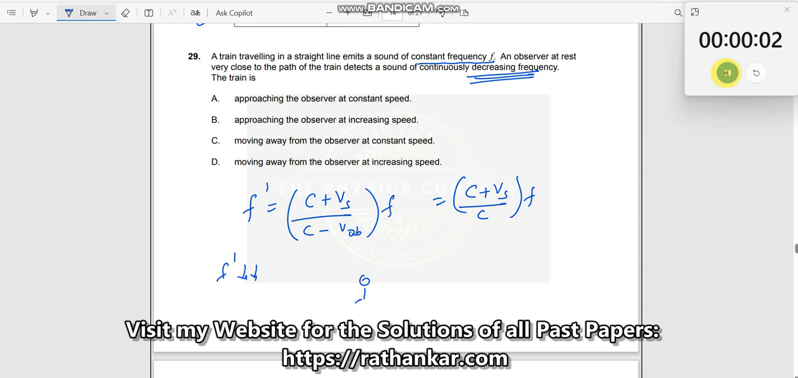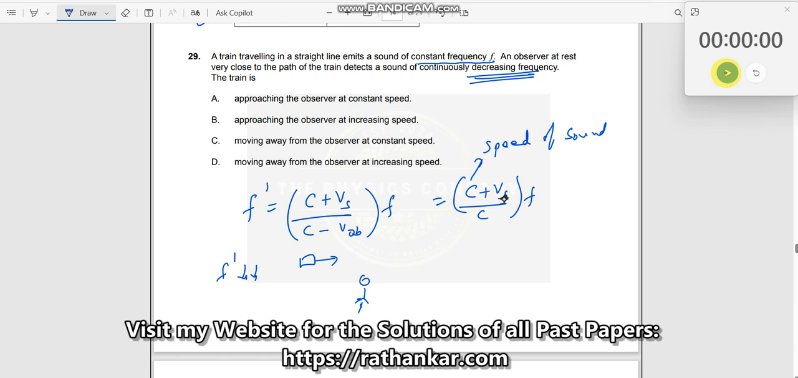So here is the observer and a train is now said to be passing through him and it is seen that the frequency decreases. When does the frequency decrease? C should decrease, Vs should decrease, this should increase. If C is decreasing, then you can say something. But what is C here? Speed of sound here. Speed of sound, which will never increase or decrease. It remains the same in air.